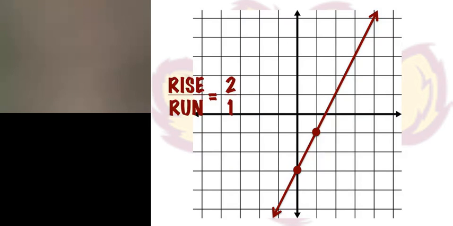Then you use your R words, rise over run, for finding slope. Between those 2 points, the rise is 2 and the run is 1. So we would write 2 over 1. And 2 over 1 means we have a slope of 2.